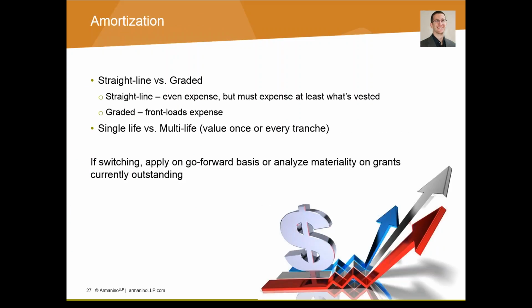Another policy election, and again, this is clearly defined in the guidance, is whether you want to record expense on a straight line basis or a graded basis. Straight line is the most common and the simplest to apply and recalculate. If you are using a system, it's going to be easier to calculate expense using straight line, but it's going to be an even allocation of expense. So in our example, let's assume the vesting start date and grant date are the same day. We're going to record 1/12 per month. Now let's say there are 2 tranches, so it's a 24-month vest. We're going to record 1/24 per month.